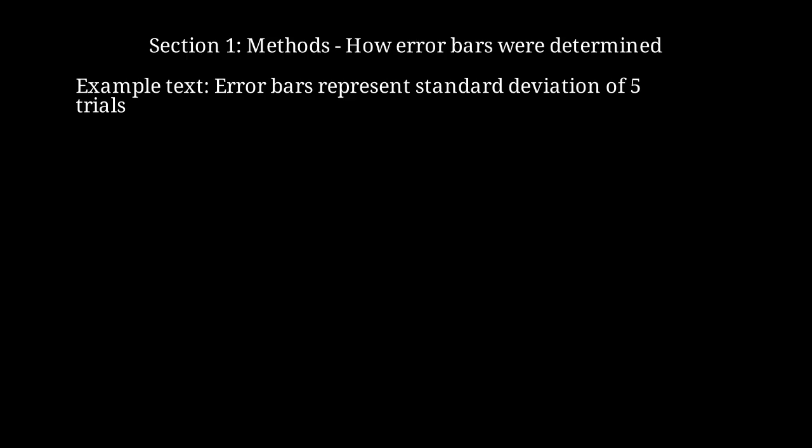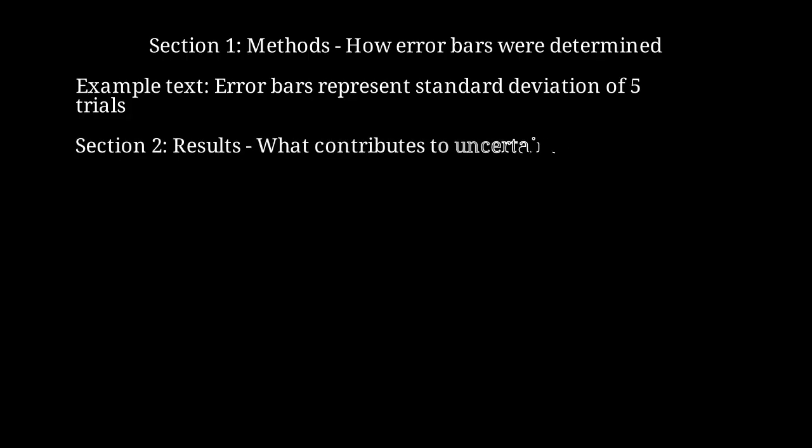Now let's talk about how to discuss error bars properly in a research paper. This is where many students fall short. In your methods section, explicitly state how error bars were determined. Did you use repeated measurements? How many? Or did you use instrument resolution? Write something like, "error bars represent the standard deviation of 5 independent measurements taken under identical conditions."